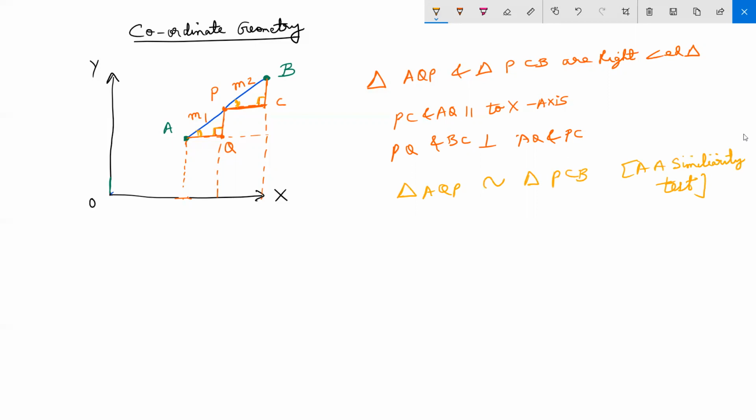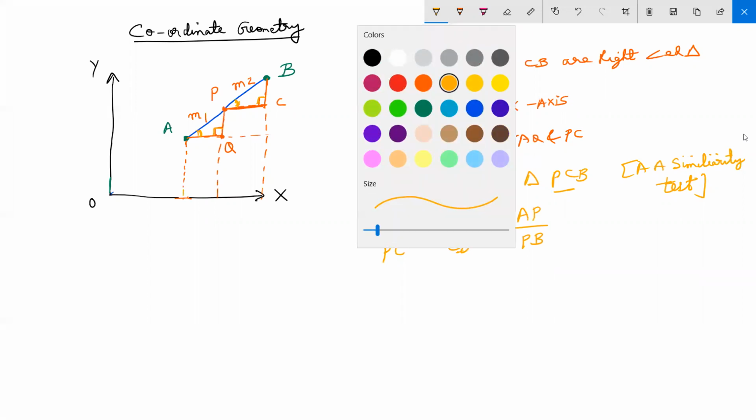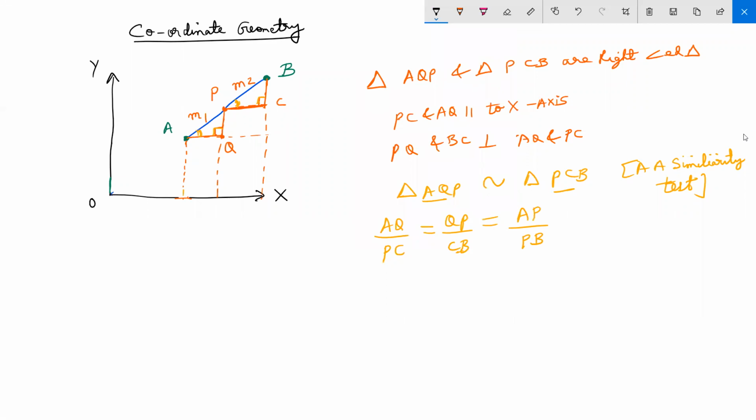Now, when two triangles are similar, their corresponding sides are in the same proportion. So here AQ corresponds to PC. That means the ratio of AQ to PC will be the same as QP to CB. Similarly, the ratio of AP to PB. So the ratio of the corresponding sides will be in the same proportion if the triangles are similar. Is it clear? So this is the most important condition. Now here consider the coordinates of this.